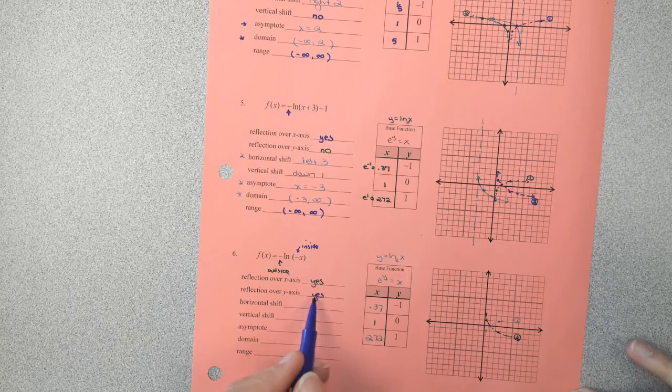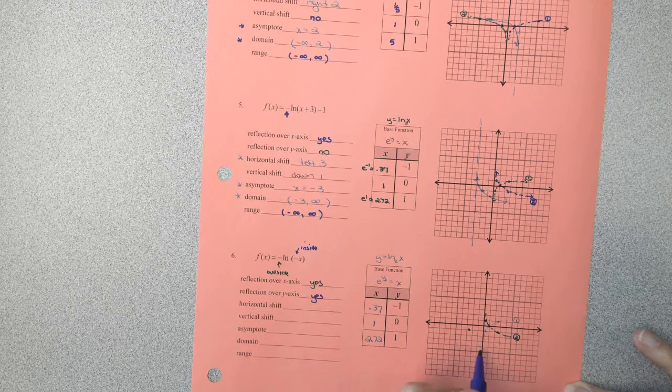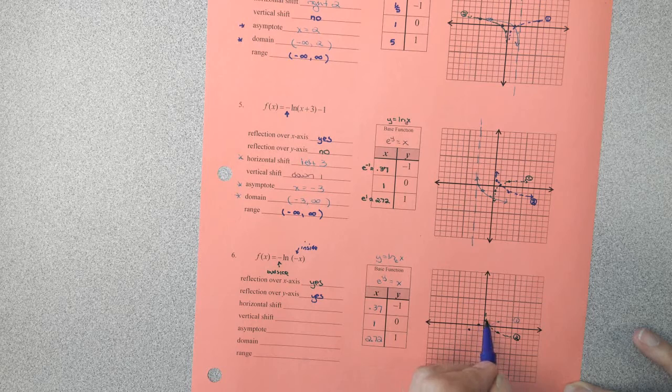So when I go to reflect over the y-axis, I need to move from my most recent graph, not the original graph. This is 2.72 to the right. I want to move 2.72 negative of 0, left of 0. This is 1 to the right, so 1 to the left. 0.37 to the right, so 0.37 to the left. Then I will connect those.